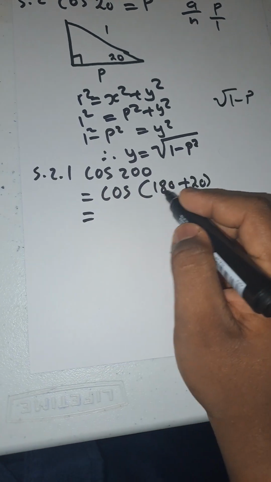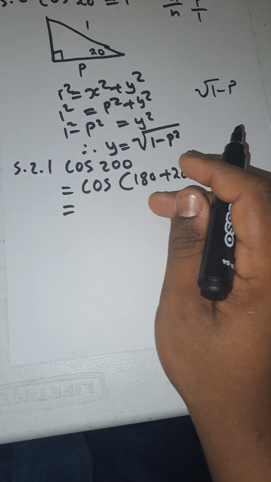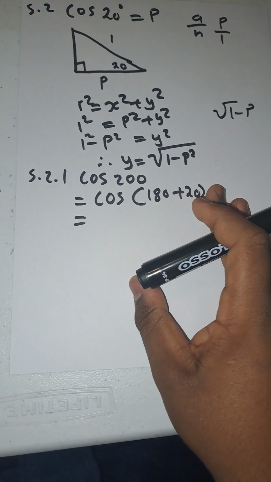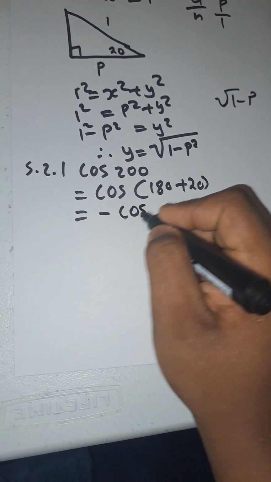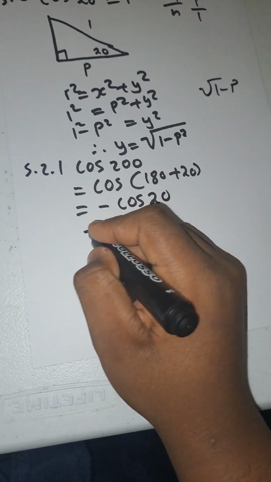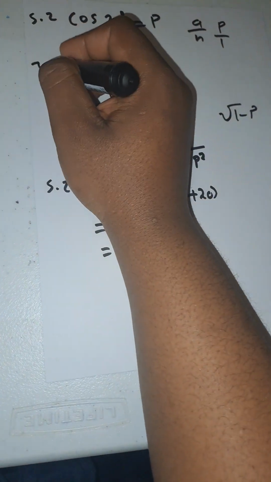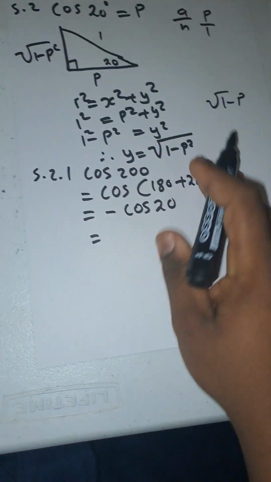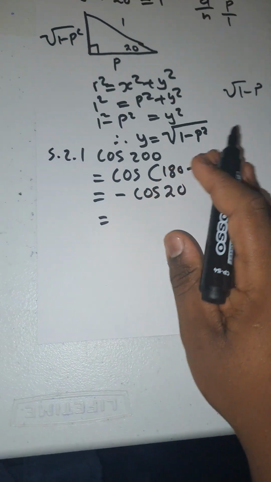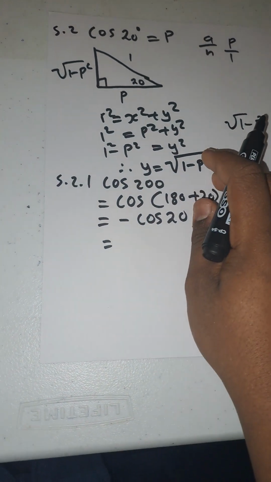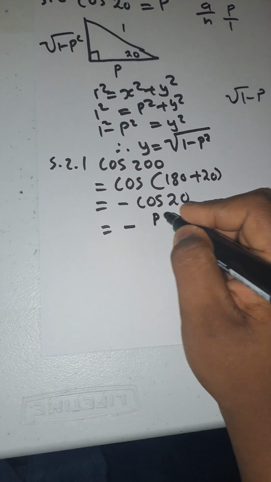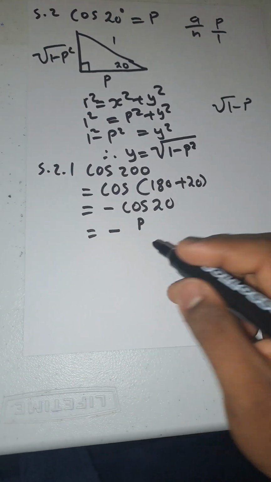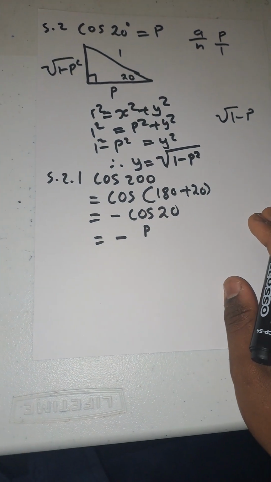So I have 180 plus theta. 180 plus theta is in the third quadrant, which is negative for cos. So I have negative cos 20. So which will be what? Let's go to my graph. I have 1 minus p squared. It is negative cos 20. Cos is adjacent over hypotenuse, so I have negative p over 1, which is the same as negative p. You see? That's why I got it.